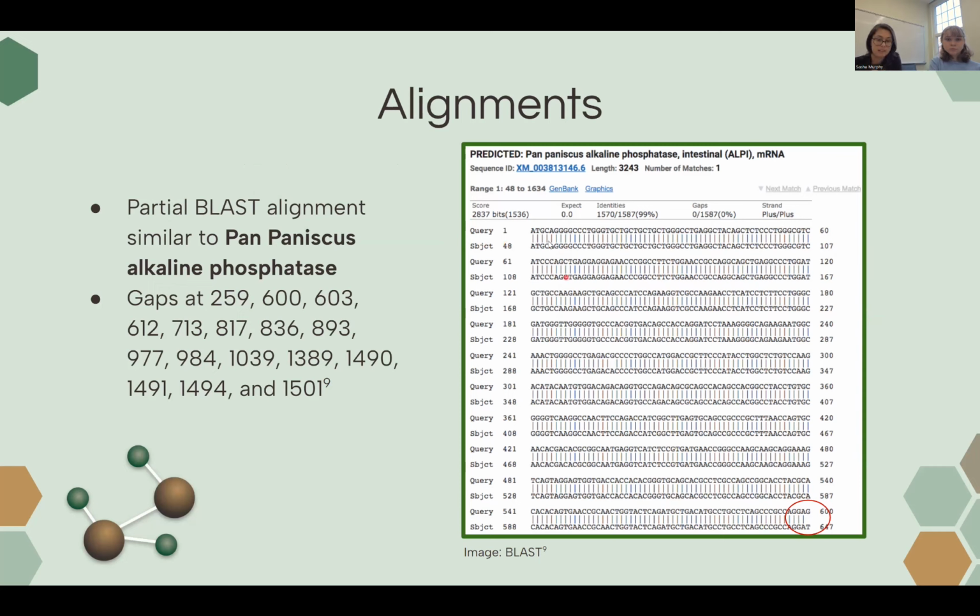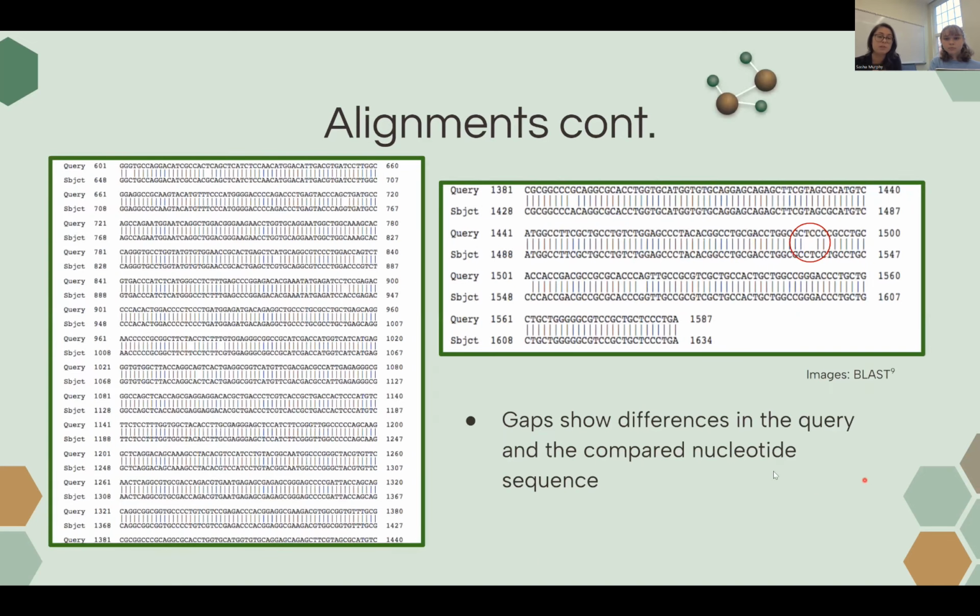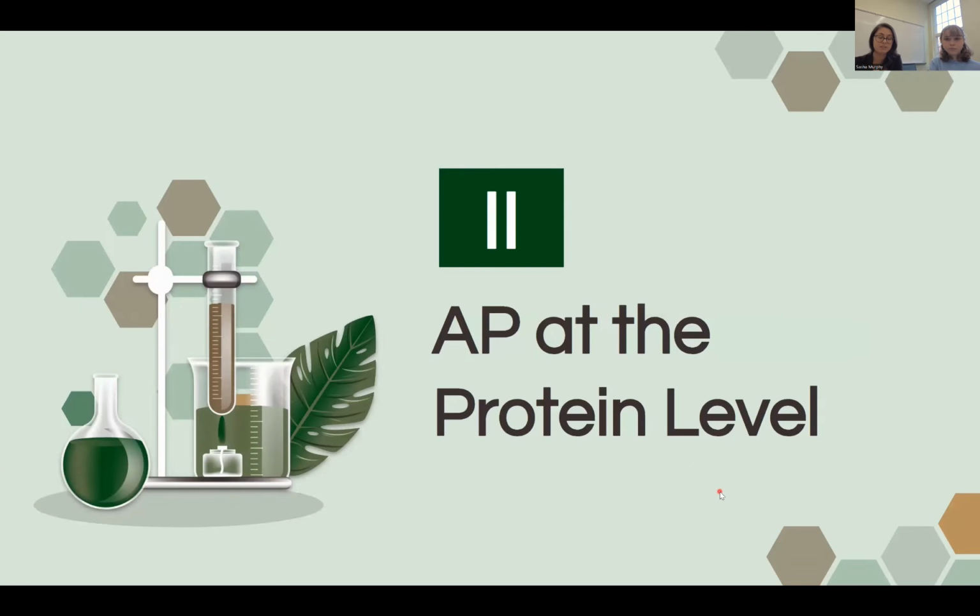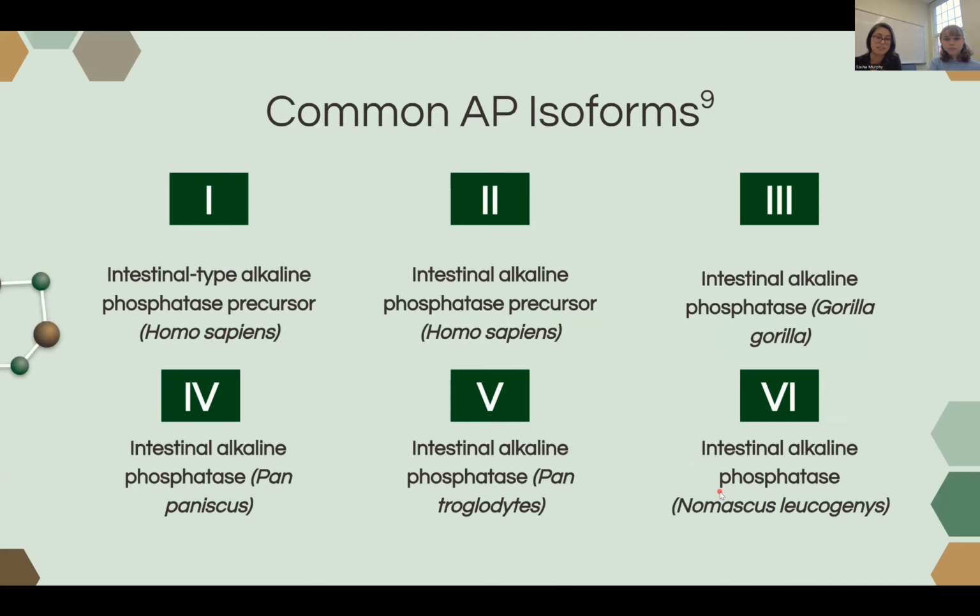And it basically just shows us all the nucleotides and how they are similar, and then the gaps show us where they vary. So in our query, it is a guanine, and then in our subject, it is a thymine. And there are multiple gaps found within, and this is the continuation of the alignment sequence. And yeah, so now we're going to dive into AP at the protein level.